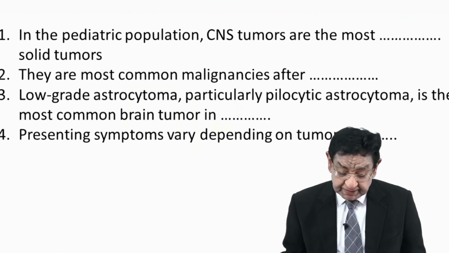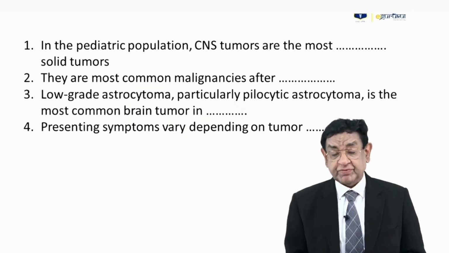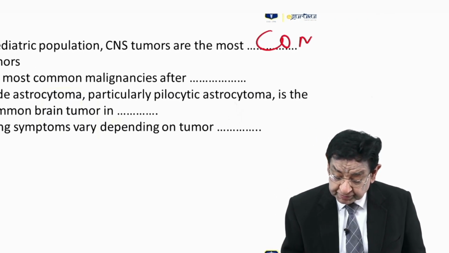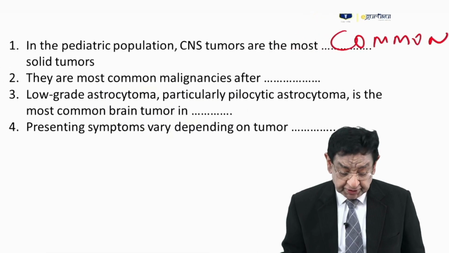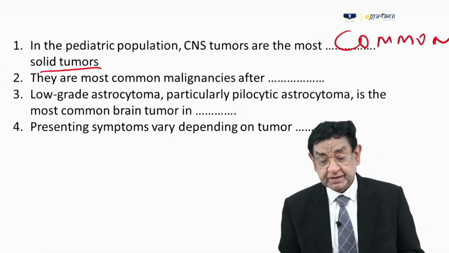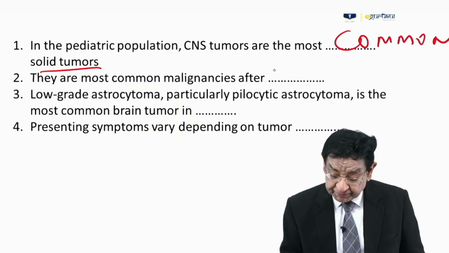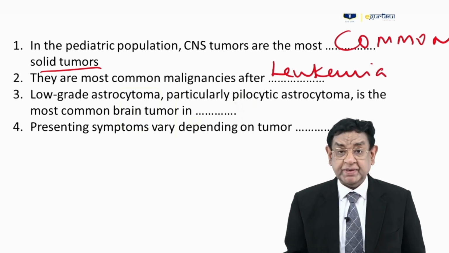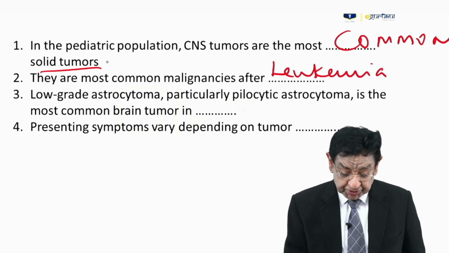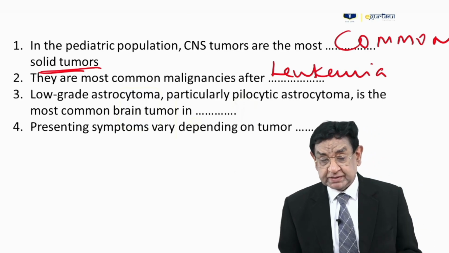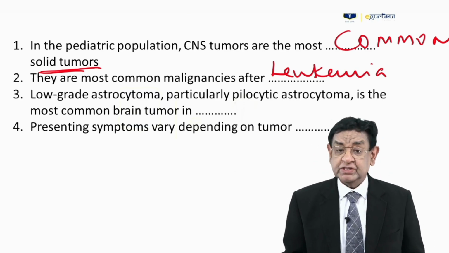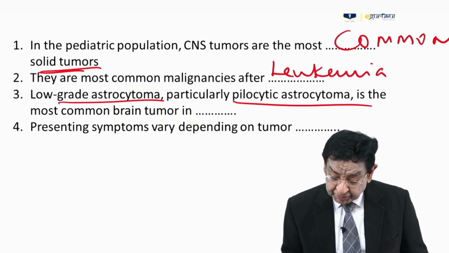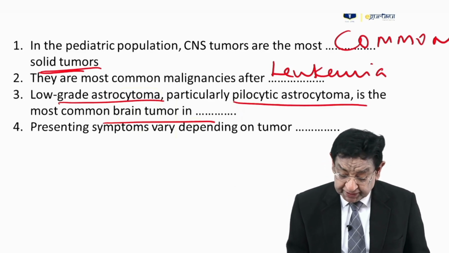Now, in the pediatric population, like in our patient, a 9-year-old boy, tumors are the most common solid tumors. Point to be noted, they are second most common after leukemias. But do not forget, leukemias are liquid tumors. Here we are talking about solid tumors. So the most common solid tumor is the CNS tumor. Low-grade astrocytoma, particularly pilocytic astrocytoma, is the most common brain tumor in children.